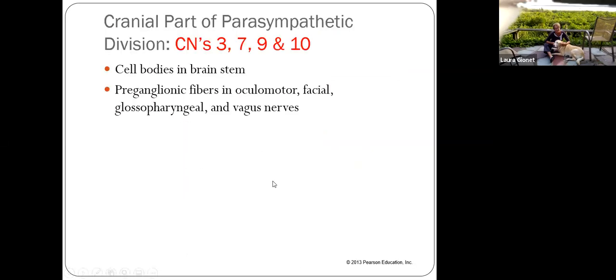The cranial nerves of the cranial division are cranial nerves 3, 7, 9, and 10. Cell bodies are in the brainstem, with preganglionic fibers in the oculomotor nerve, facial, glossopharyngeal, and vagus. So when you go back and look at some of those cranial nerve functions, now you see what we're talking about: they can cause pupillary constriction, increased salivation from the parotid, sublingual, and submandibular glands, lacrimal gland secretion, and slowing down heart rate, like the vagus. 3, 7, 9, and 10. I would maybe make a flashcard for that.